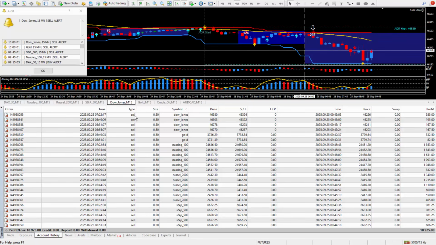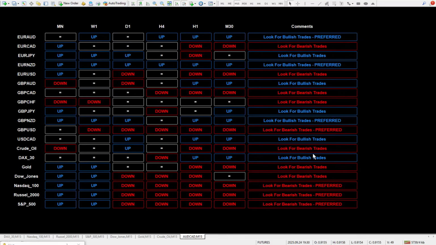And as you can clearly see, today the market was bearish. Everything I sold. And as you can see on my daily trade plan, other than this DAX 30, which I didn't trade, everything else, oil going down, was bearish trades and some were preferred.